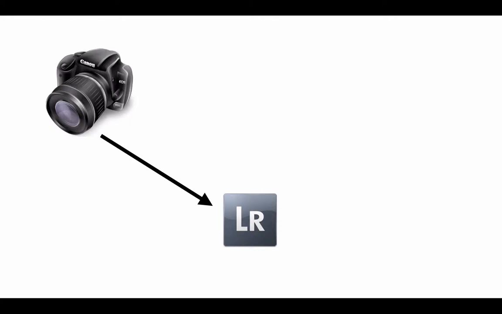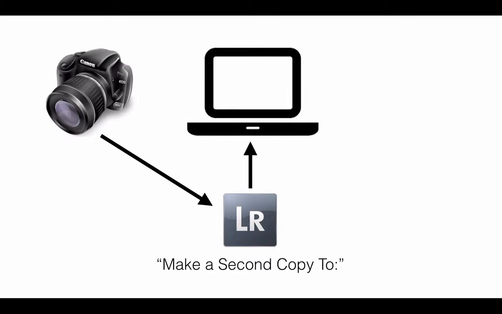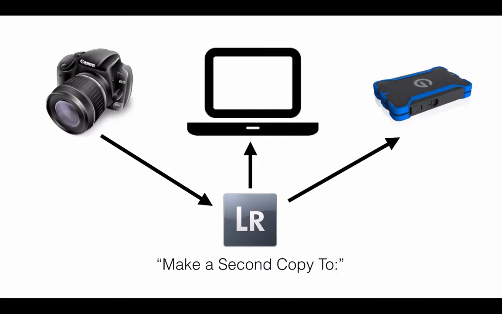Lightroom has a really good little tool when you're importing, and that's a little button that says make a second copy too. So straight away, if you tick that, you can choose a second location to save your images to. Now straight away I'd want to save those onto my laptop so I can be working, but that second location can be, for instance, on the same laptop but straight away on an external hard drive.